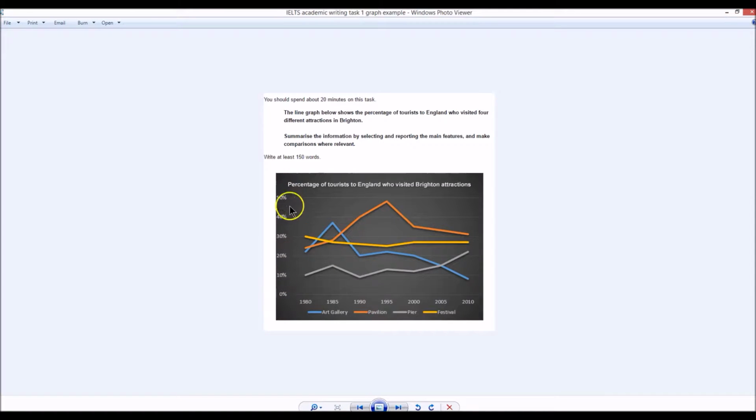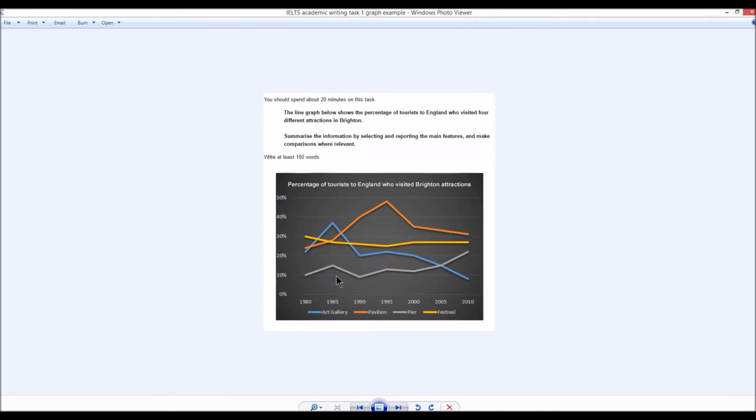In percentages, okay. Four different things: art gallery, pavilion, pier, and festival. Now, one thing that we do have to pay attention to is that your vocabulary for the different tasks is specific. So for the graph, we need to more accurately talk about the rate and speed of change. We'll come to that in a moment when I show you the example.